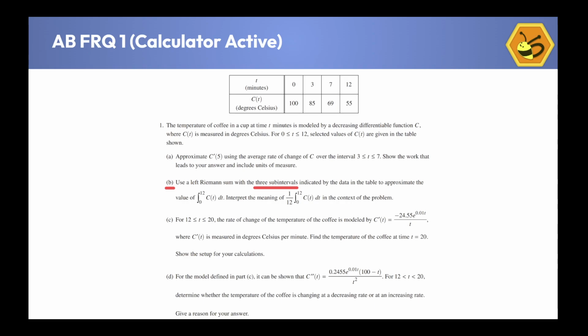By the way, for part A, the scoring guideline shows that a response that presents only units without a numerical approximation does not earn the second point. So you need to write some approximation in to earn the second point.